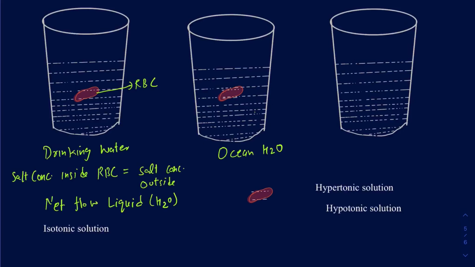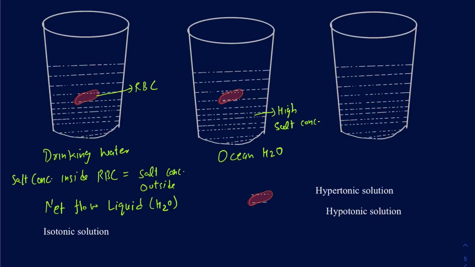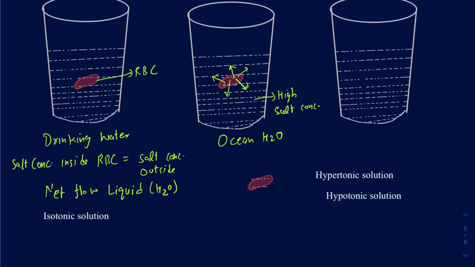So I'm going to write down here: high salt concentration. Since you have a high salt concentration outside, which way is the water going to flow? Remember, water always flows from the side that has low salt concentration to the side that has high salt concentration. So you will have water coming out of the cell like this. And when water comes out of the cell, what's going to happen to the cell? It's going to get smaller and smaller.